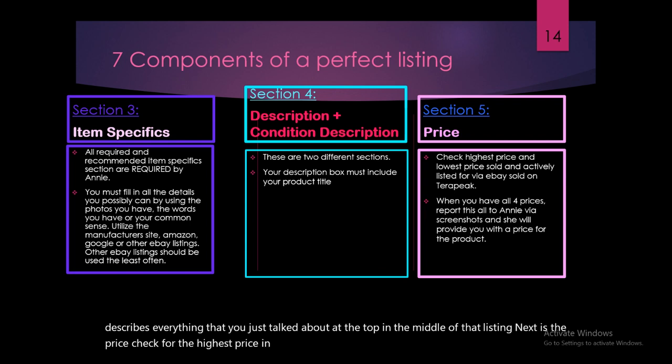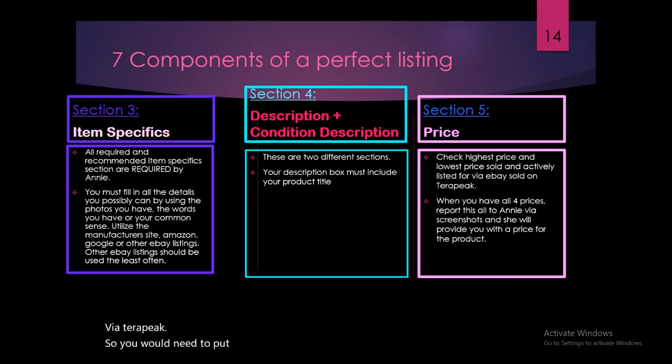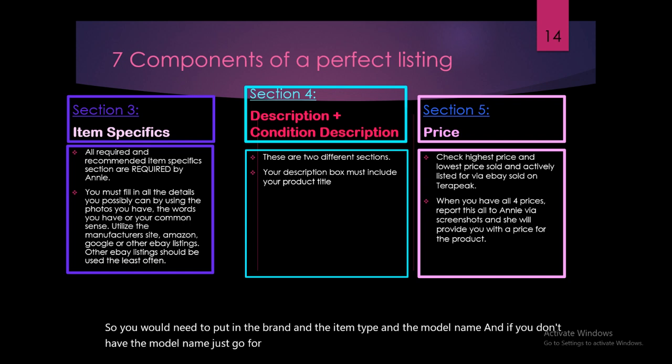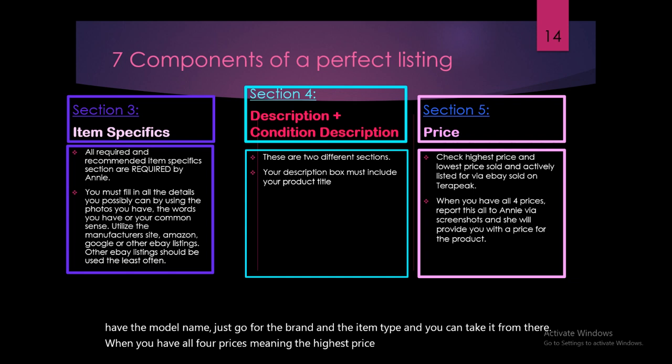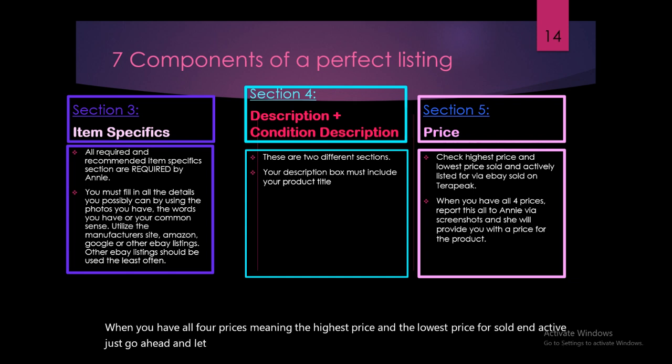Check for the highest price and the lowest price that the item was sold for on eBay via Terapeak. So you would need to put in the brand and the item type and the model name. And if you don't have the model name, just go for the brand and the item type, and you can take it from there. When you have all 4 prices, meaning the highest price and the lowest price for sold and active, just go ahead and let me know what those are.